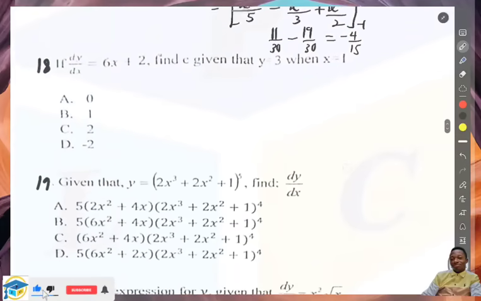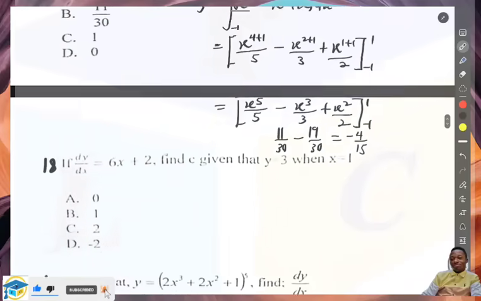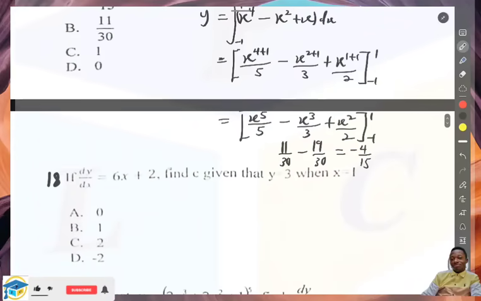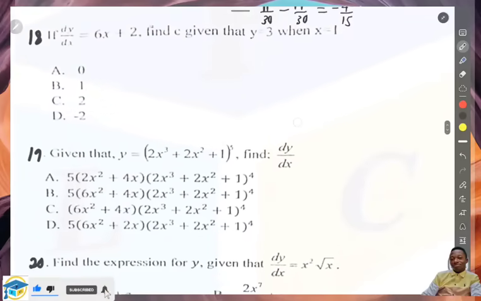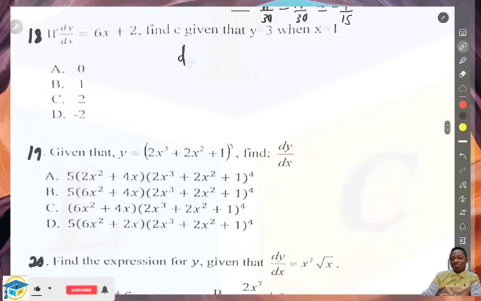So let's move on to question number 18. Here we are getting -4 over 15, and that should be option A. Question number 18: we have dy over dx equal to 6x plus 2. We are asked to find c given that y is equal to 3 and x is equal to 1. So we need to integrate this.